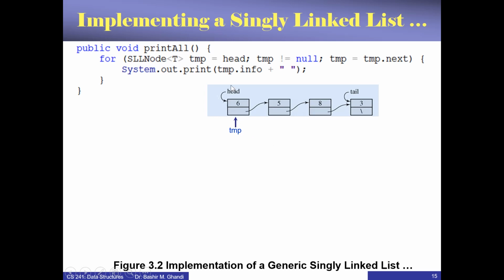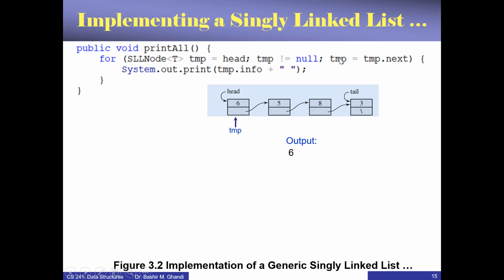Now we're going to ask, is temp not equal to null? Yes, it is not equal to null. It is pointing to a valid node. So this statement is true. If the condition is true in a for loop, it will go and implement the body. So the body says System.out.print temp.info. What is temp.info? Temp.info is 6. So we are saying print 6. Therefore, it will print 6.